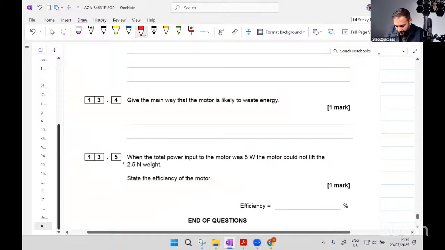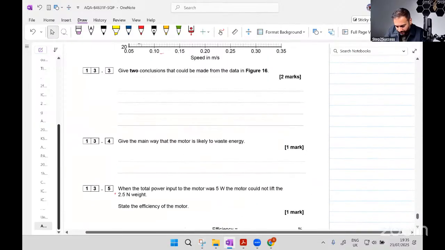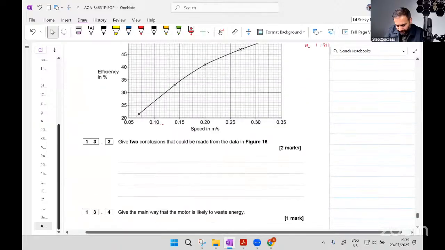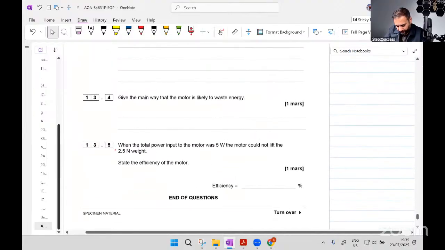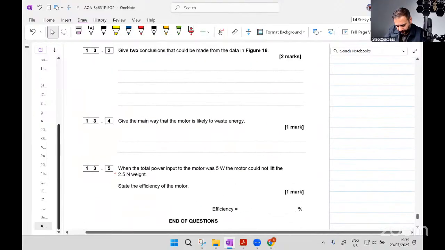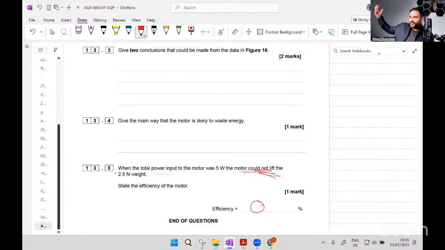When the total power input to the motor was 5 watts, the motor could not lift the 2.5 newton weight. State the efficiency of the motor. How do you do that? Is that not zero? It's zero. Sorry, I wasn't reading the question properly. It could not lift it. If it couldn't lift it, then no energy's been transferred, so it's not efficient at all. Because efficiency is how much you've got out of how much you put in, but you haven't got any out. So essentially, it's 0 out of 5, because nothing's happened. You couldn't lift it.